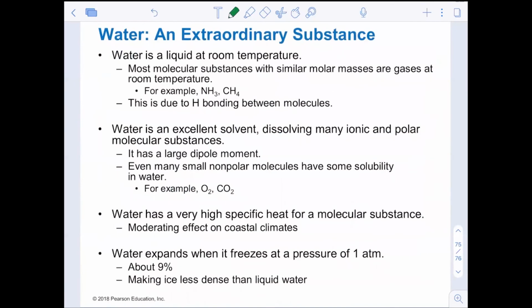Water is special. Water is a liquid at room temperature, and most molecular substances with similar molar masses are gases at room temperature. It's probably because of the hydrogen bonding, right? Water is an excellent solvent. It can dissolve many ionic and polar molecular substances. Because of that hydrogen bonding, it is a very good intermolecular force contributor, all right? Water also has a very high specific heat, right? We've talked about its specific heat of 4.184 joules per gram degree Celsius. That's very, very high for a molecular substance.